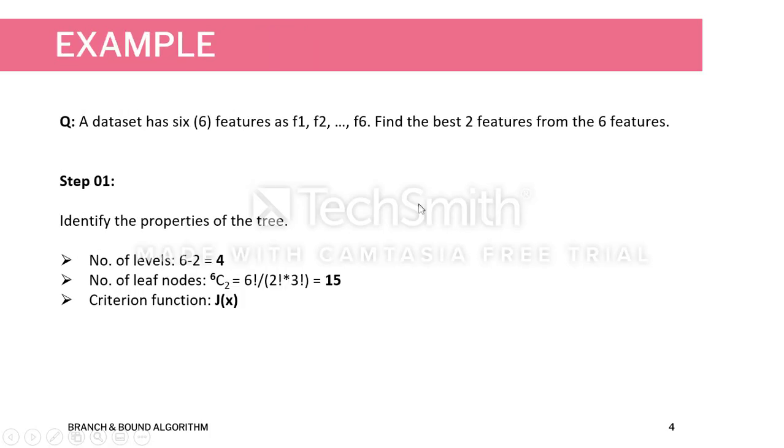So let's look at an example. Suppose you have a dataset which has 6 features, F1, F2, and likewise up to F6. You need to find the best 2 features from these 6 features.